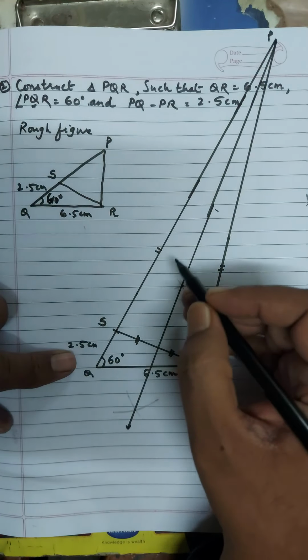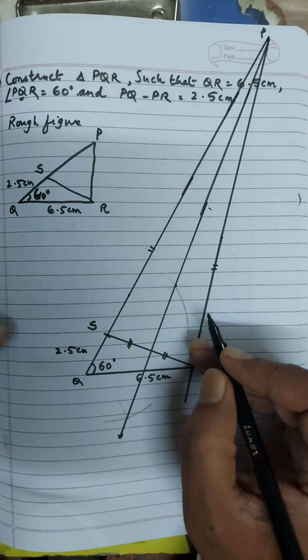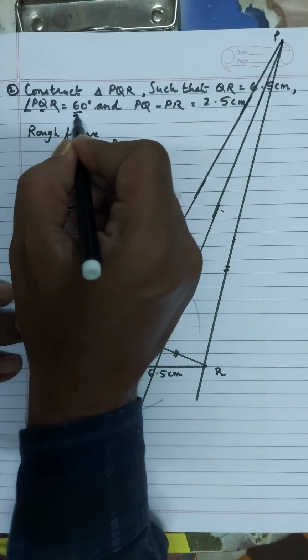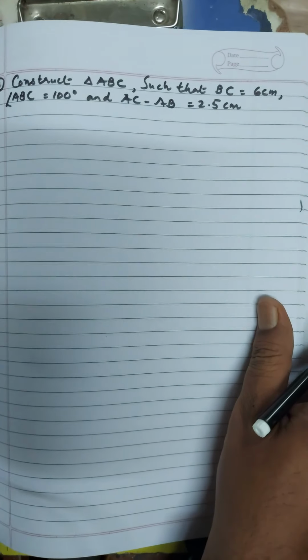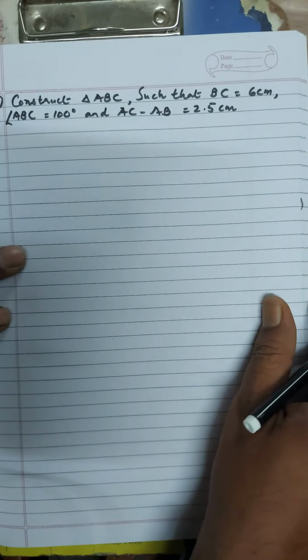In some textbooks it is 40 degree and in some textbooks it is 60 degrees. So you can make a correction for that, and you can try this question with 40 degree also. Okay, come on, let's take one more question. The last question is there.